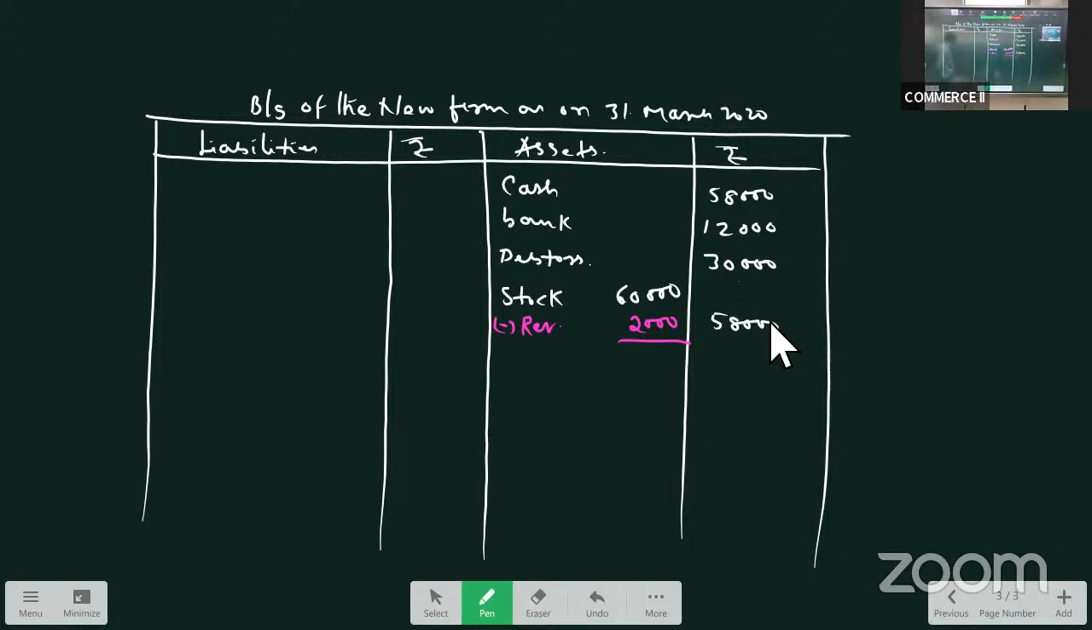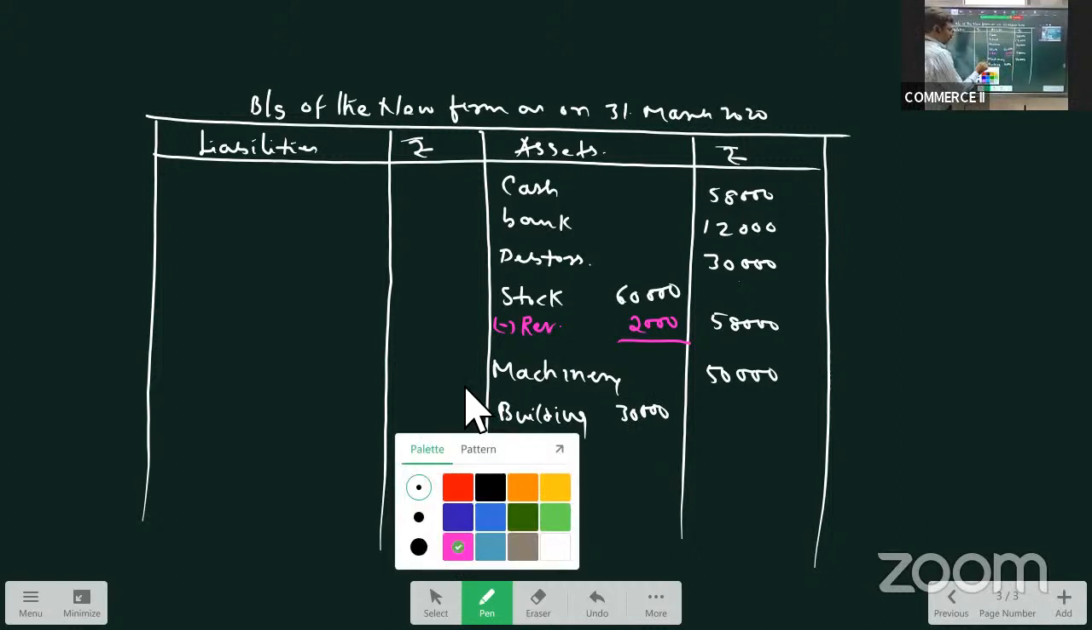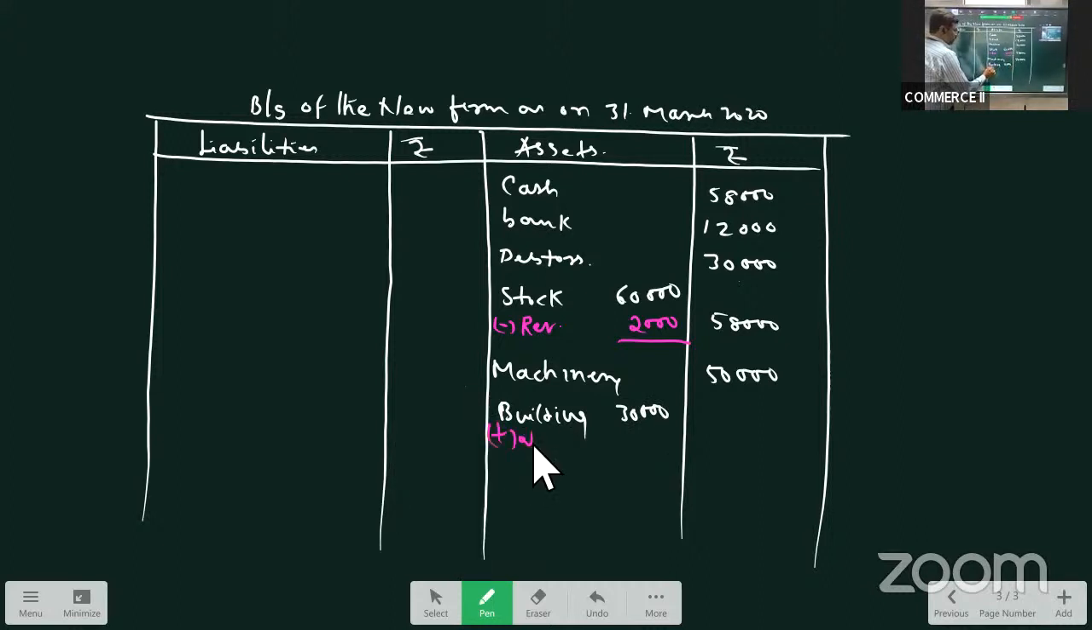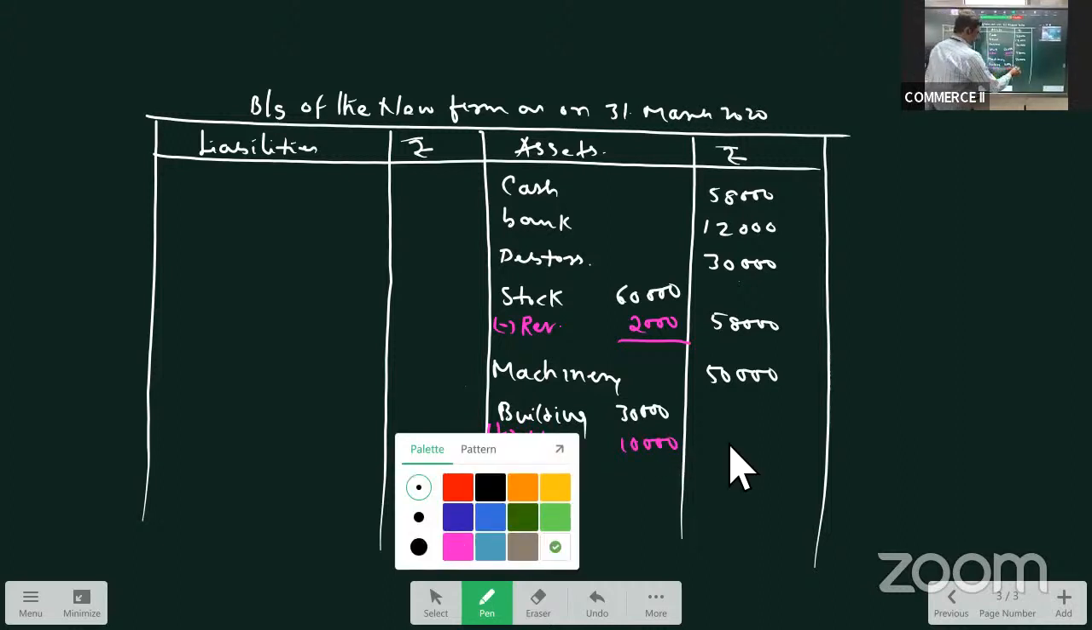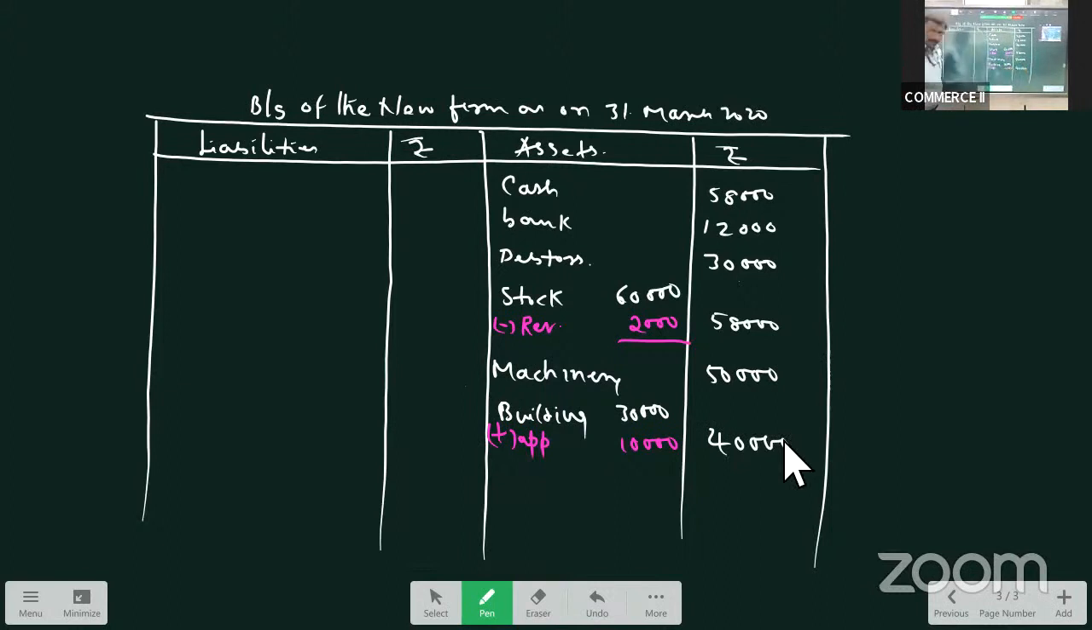Okay, similarly, building, machinery, there is no change, right as it is. Machinery is given as 50. Machinery is 50,000, no change, right as it is. Then building given in the balance sheet is 30,000, but now it is revalued and its value is appreciated by 10,000. So now building will appear at 40,000.